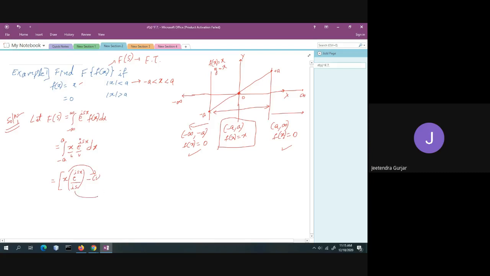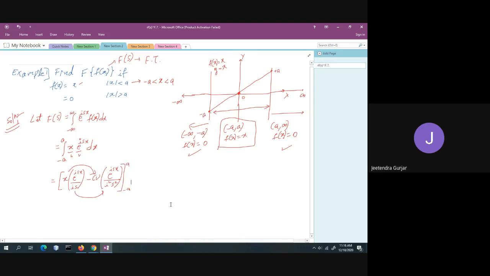Then integrate this again, once again. i s is constant, so don't integrate this. Only x, e raised to i s x, is integrated. So you can see this is e raised to i s x divided by the coefficient of x, which is i s. Already one is there, again divided by this coefficient of x, i s, so i s into i s will become i square s square. Is it clear? In the interval minus a to a.